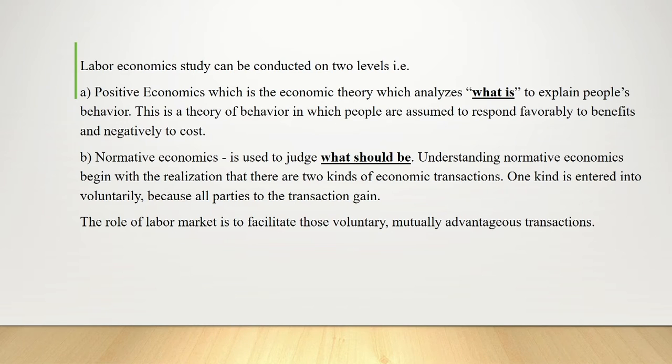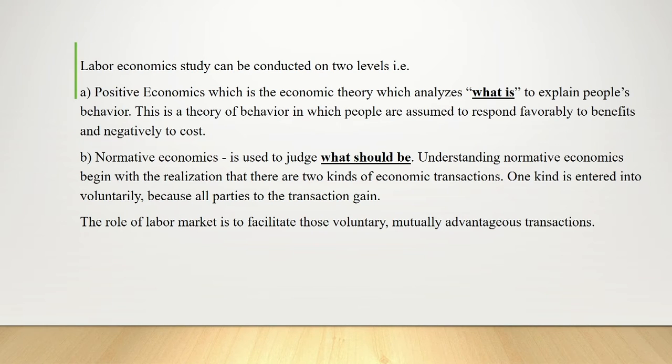Another level of labor economics is what we call normative economics. Positive economics, we said, is what the situation in our organization is now in terms of employees, performance, and production. Now when we go to normative economics, it is all about what should be. Realistically, what should be is that the employees help the organization achieve its objectives, and the organization also helps the employees achieve their objectives, because both have objectives to fulfill. So we are saying that normative economics is used to judge what should be.